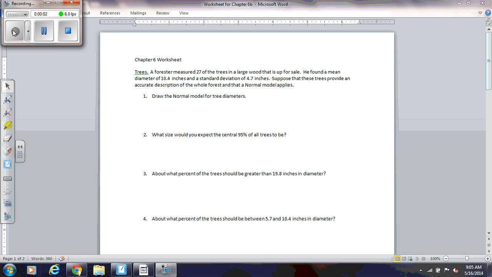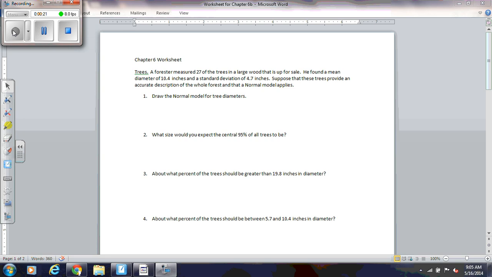Today I'm going to walk through the Chapter 6 worksheet that is posted on D2L. So the first question is talking about the distribution of trees with a mean diameter of 10.4 inches and a standard deviation of 4.7 inches.